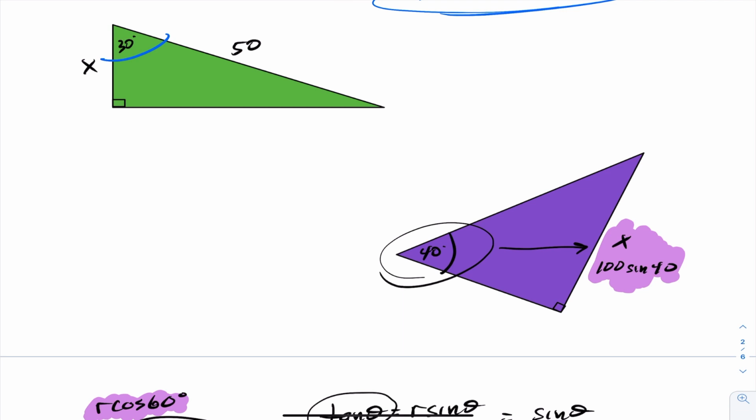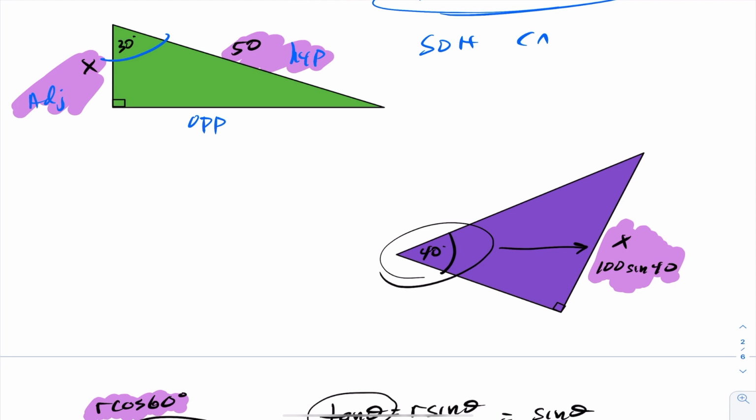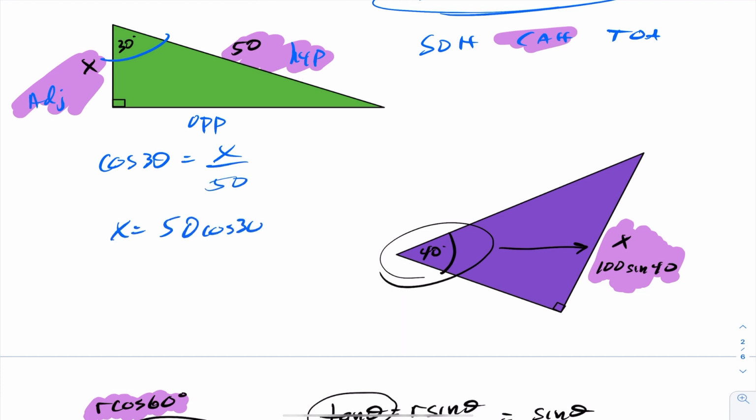Again, grab your reference angle. This is my opposite. This is my hypotenuse. This is my adjacent. And in this case here, we're involving the A and the H. When you're involving the A and your H, remember, we're looking at SOHCAHTOA. And if I'm involving the A and the H, it's going to be cos again. So in this case here, we're going to get the cos of 30 degrees is my adjacent over my hypotenuse. So x is going to equal 50 cos 30.